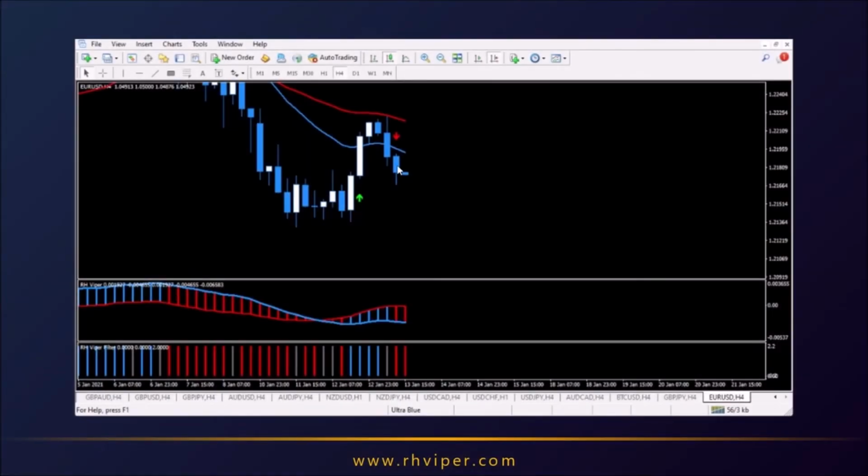All right, so this candle closed and we got exactly what we need. We've got the red arrow appearing above the candle. We've got the RH Viper histogram. Its bar has turned red and the RH Viper filter is also red. Now this next candle, this little one here, is currently forming. What we need is the information for this closed one. So now we can place a trade.